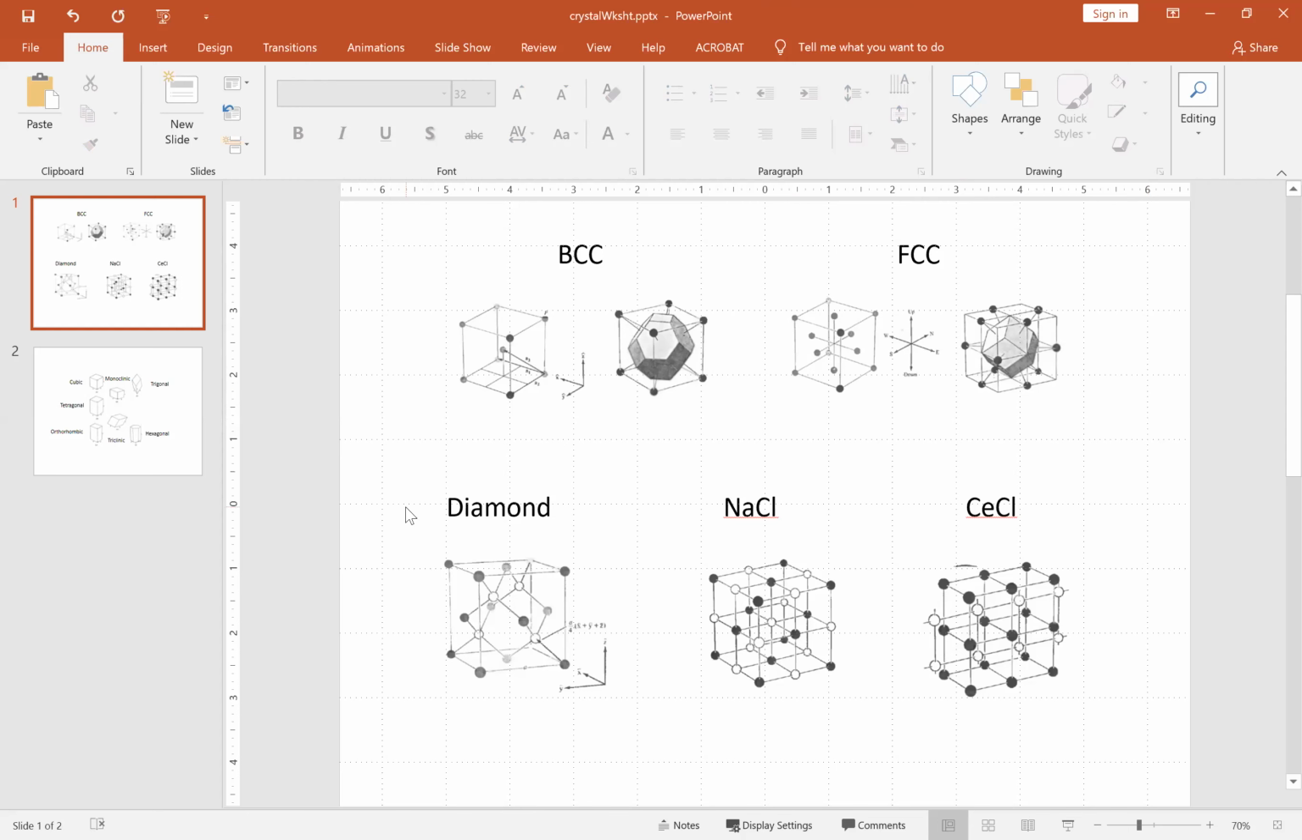Here's the diamond structure. This is 2 interpenetrating FCC lattices, if you like, an FCC lattice with a basis. Here's the sodium chloride structure, also an FCC lattice with a basis, and the cesium chloride structure, which is just simple cubic with a basis. So these pictures are all from Ashcroft and Mermin. There are a number of other good pictures of crystal lattices in this book.